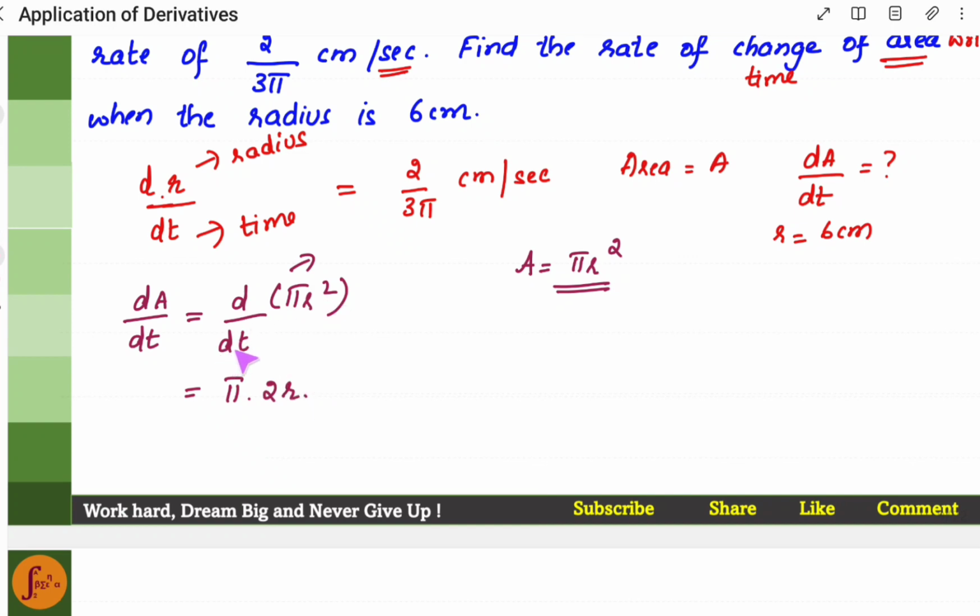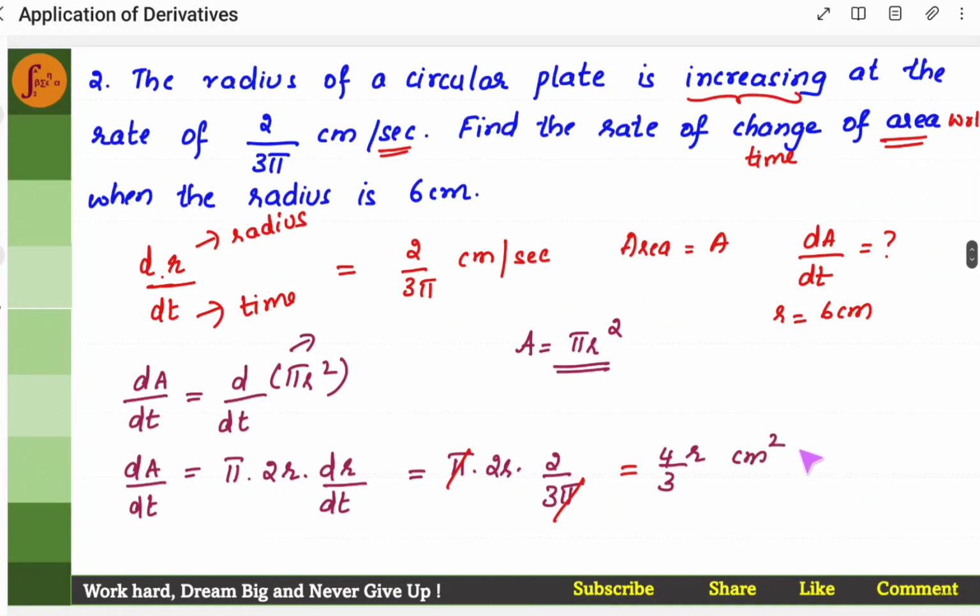Now we have to find the derivative with respect to t, but t is not here, it is r. If you are differentiating a term, it should be with respect to this particular denominator, but here we are differentiating r, right? But the denominator is t. In that case, we'll have to put dr by dt. Dr by dt is given here. Dr by dt is 2 by 3 pi. Let's substitute. So pi into 2 into r, 2 by 3 pi. Pi and pi will get cancelled. I'll get 4 by 3 r. And the unit is centimeter square per second.